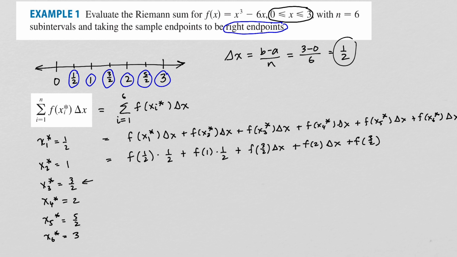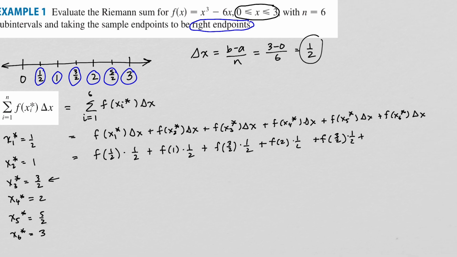Oops, and let's go ahead and say delta x is 1/2. And the final one here is, well, that should be f of 5/2, and this should be f of 3 times 1/2. There we go. All right, next we have to find all these function values. So we have to compute what is f of 1/2, what is f of 1, f of 3/2, etc.